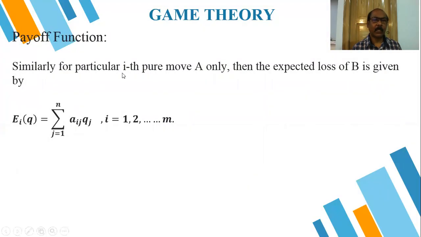Similarly, for the particular ith pure move of A only, the expected loss of B is given by E(i, Q) equals the summation over j equals 1 to n of Aij Qj. For each and every row, we will get this structure.